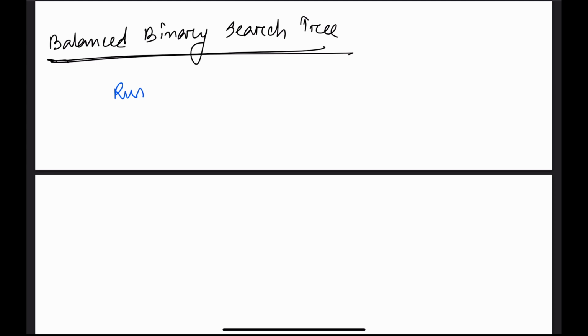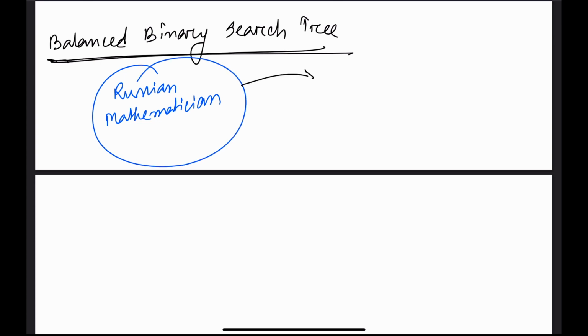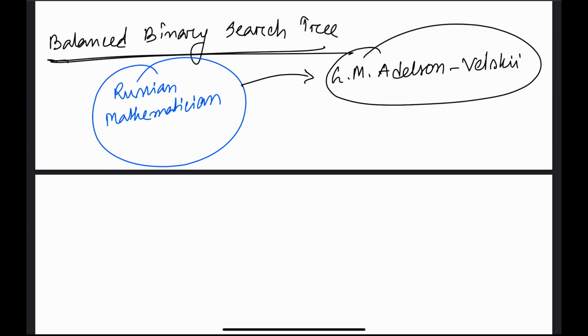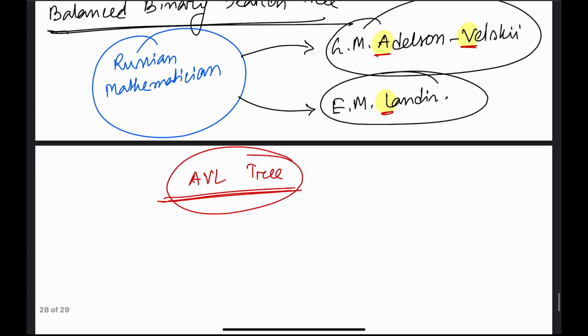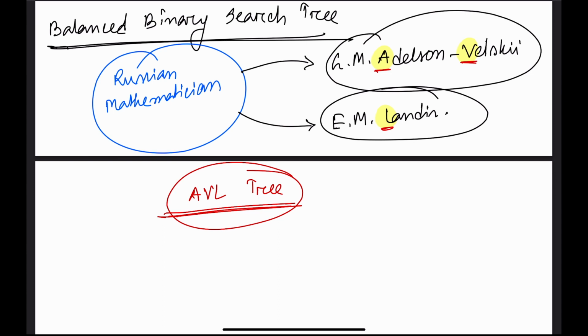by two Russian mathematicians. The first is G. M. Adelson-Velsky, and the other is E. M. Landis. If you observe carefully, this is A, this is V, and this is L. So this is where the name AVL tree came from. They invented this concept, and to give them the honor, this balanced binary search tree concept is called an AVL tree.